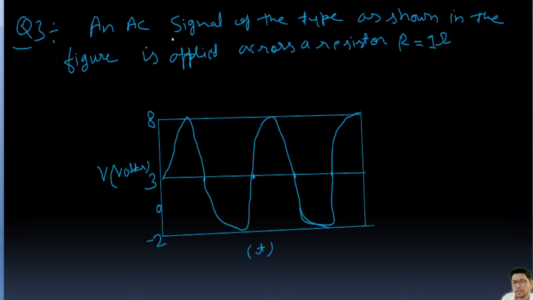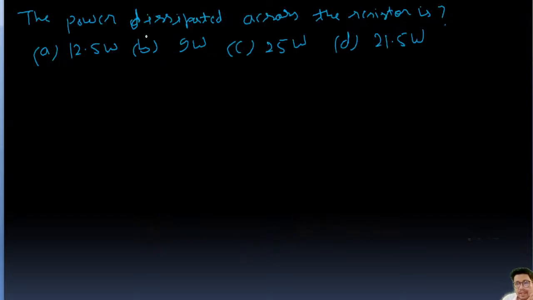An AC signal of the type shown in the figure, this is the AC signal which is given. This is the maximum value, and we can see the maximum value is 5. Here also 5, that is why minus 5, 5. It is applied across the resistor R equal to 1 ohm. Now what we need to find is the power dissipated across the resistor. So how are we going to solve it?